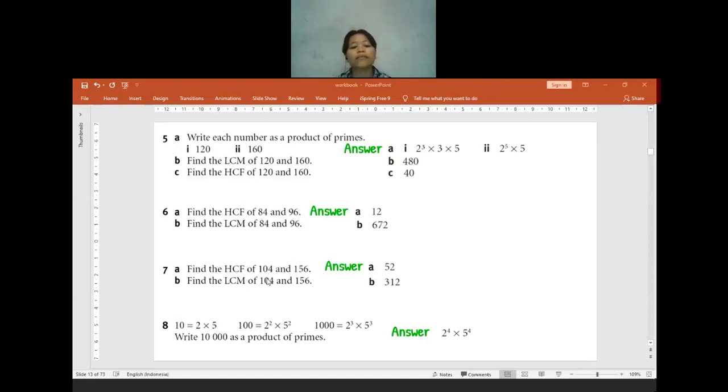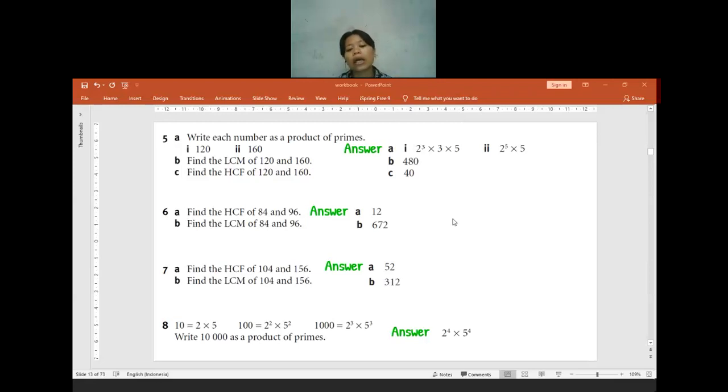For question 7, do the same thing. For all of the numbers, when the question is about finding the HCF and LCM, the first thing you have to do is always make a factor tree. After the factor tree is done, you have to make a product of primes of each number. After that, you just compare the product of primes. For the HCF, we have to take the common number with the lowest power. For the LCM, I have to take all the types of number with the highest power.